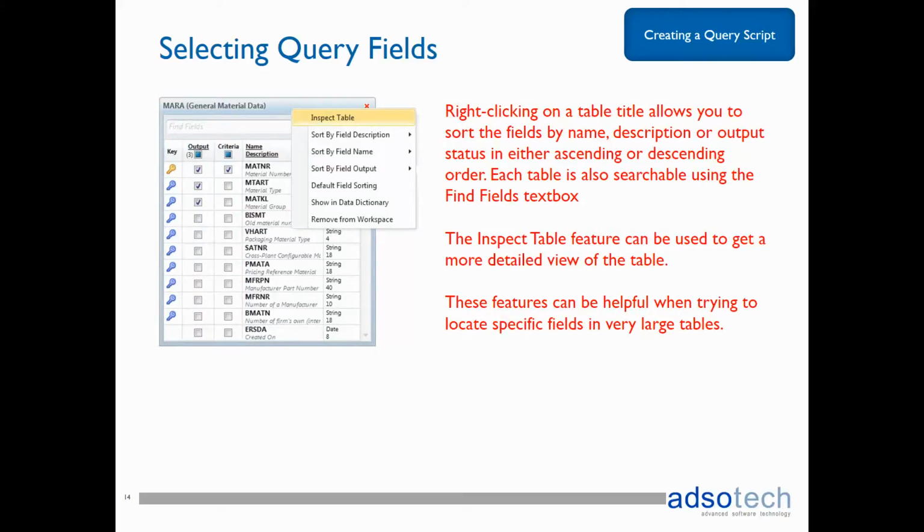If you're dealing with large tables, you can sort the table fields to your liking by right-clicking the table title. The search box right below the title bar can also be used to quickly locate a field you want to add. Choosing the Inspect Table option will open up the table in a more detailed view, which can be helpful if you are having trouble finding the correct fields in the table.